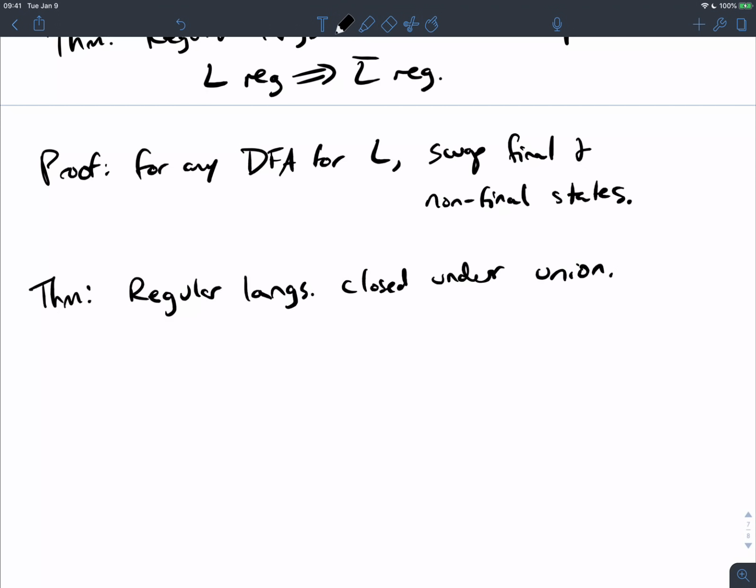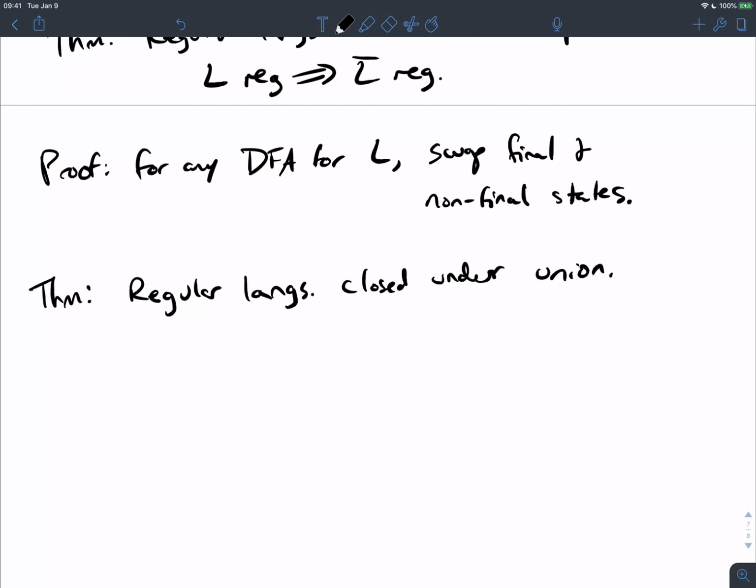But this is a different question. This says, if I have the union of two regular languages, the result is regular, meaning that there's a DFA for it. But can a DFA run two different DFAs on the same input? No. Why not? Well, I can only see the input once. Once I see the input, it's gone. That sucks. So what do?